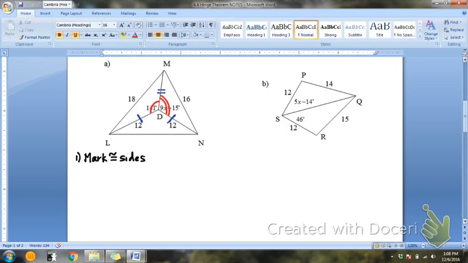Okay, step number 2. If I'm trying to find x here, and x is a part of an angle, the first thing I do is I look at the sides that are opposite the angle. I look at the sides that are opposite the angle.